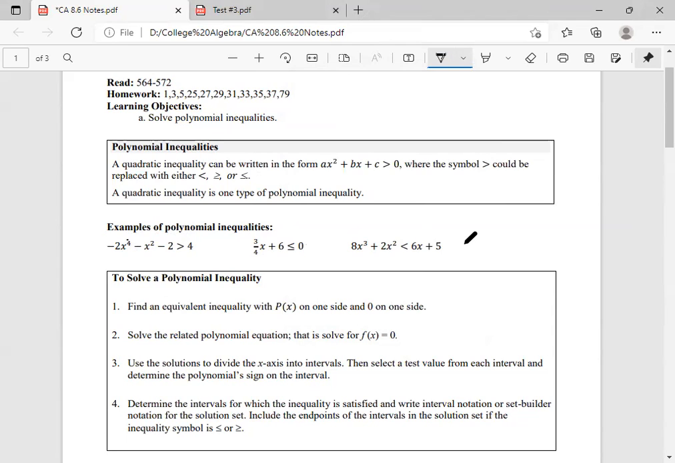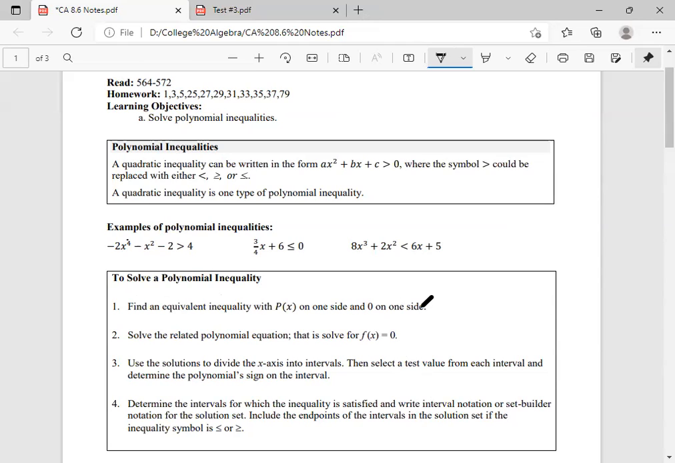Okay, so here are some steps to solve a polynomial inequality. So if you get stuck, you can always go back and look at these. We're going to work several problems using these steps. Step number 1 is to find an equivalent inequality with the polynomial on one side and 0 on the other side. Okay, so basically we're doing the same thing we've always done. We're solving these for 0.